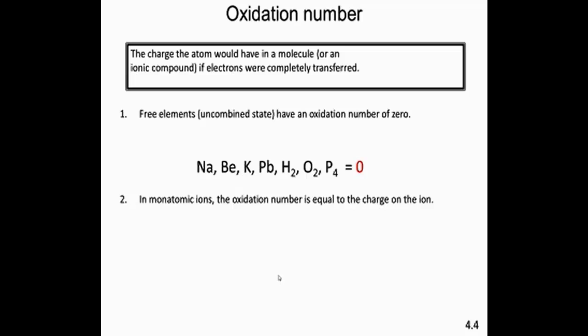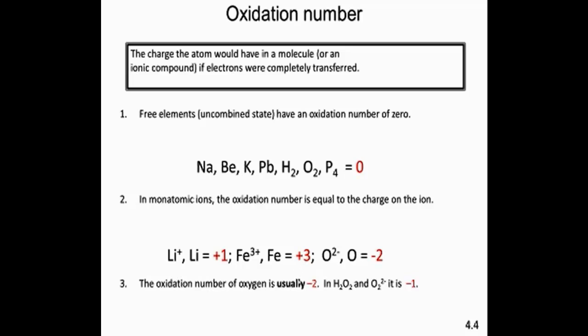Number 2, in monatomic ions, the oxidation number is the same as the charge on the ion. So what are monatomic ions? Single atom ions. So if we have metal ions, like the lithium ion, because it's an ion, it's always a +1 charge because it's an alkali metal. Its charge is its oxidation number. The iron 3 ion has a +3 charge, and oxide is a -2 oxidation number.